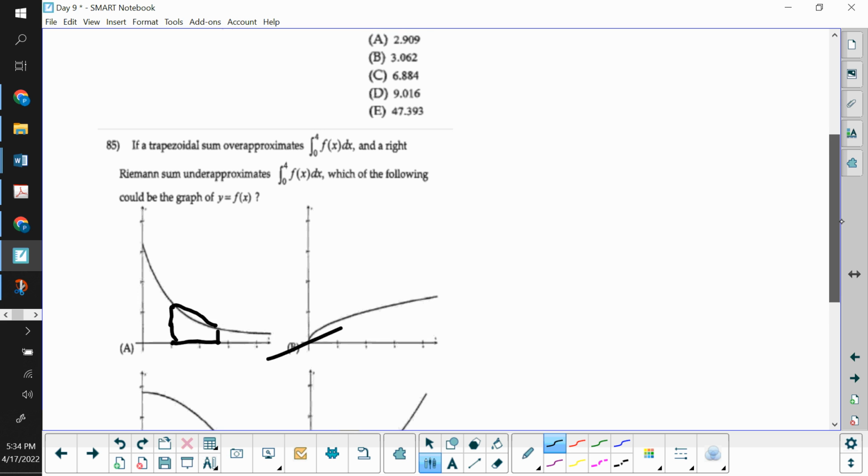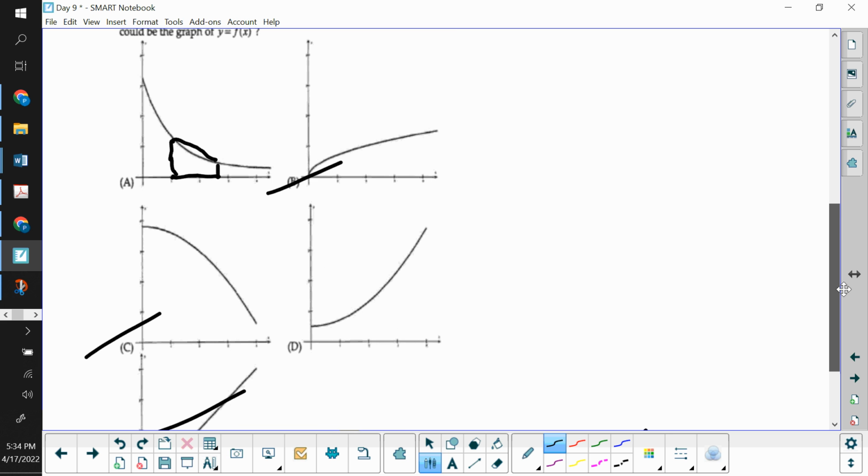And then we want a right hand to be an under approximation. So in the two remaining, just draw in a right hand rectangle. So notice that one's under, that one's over. So that's why we want choice A.